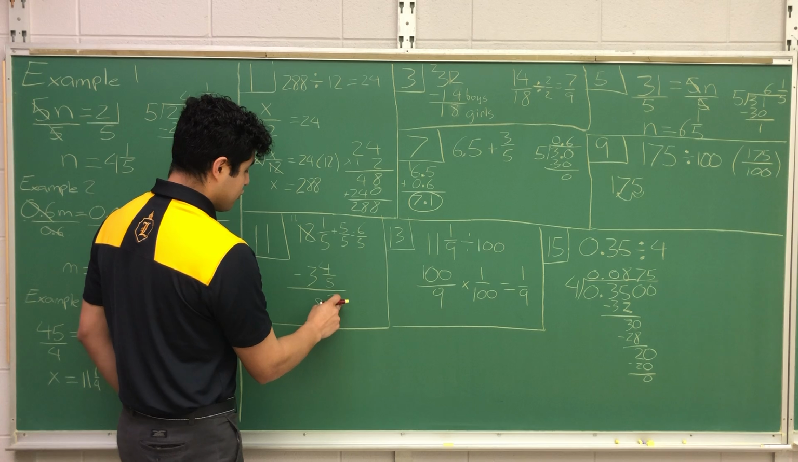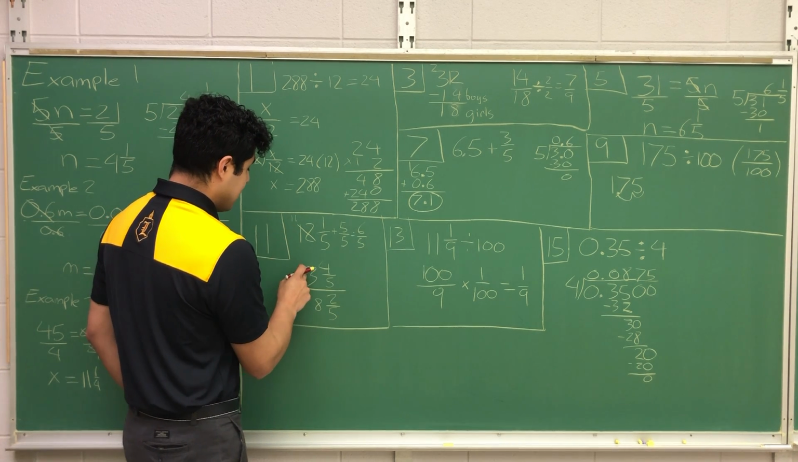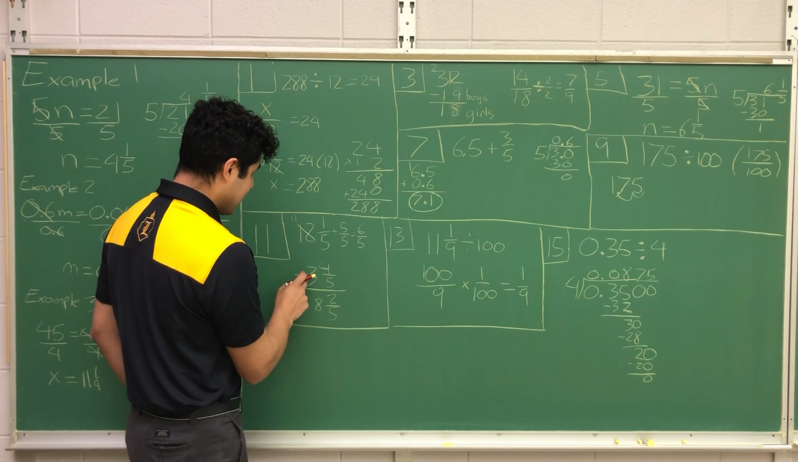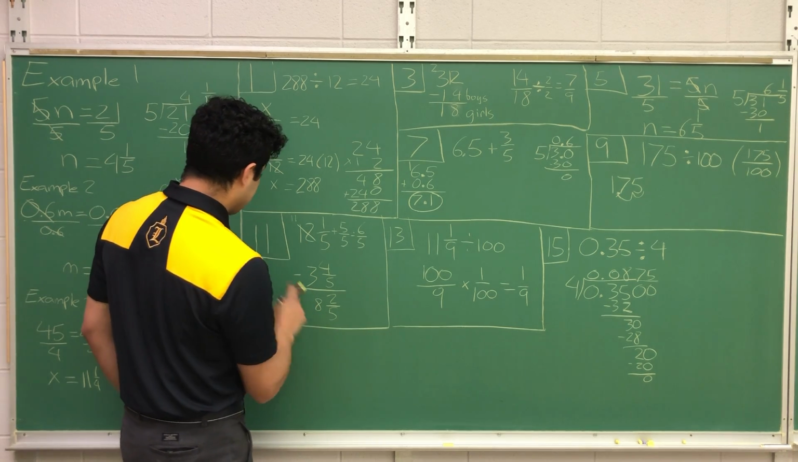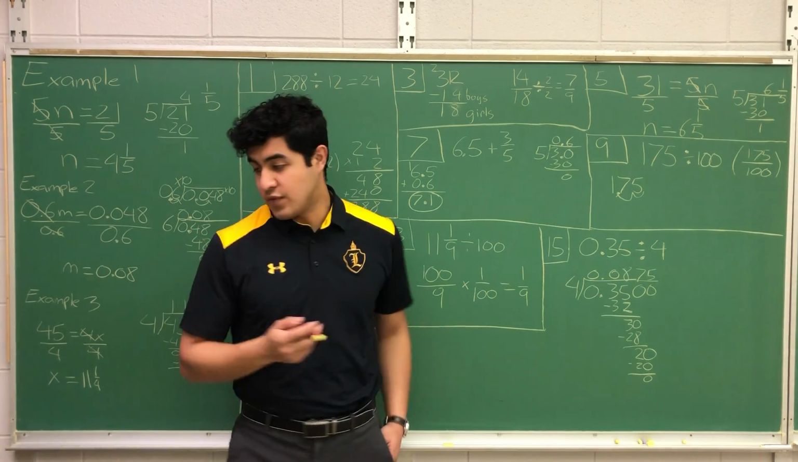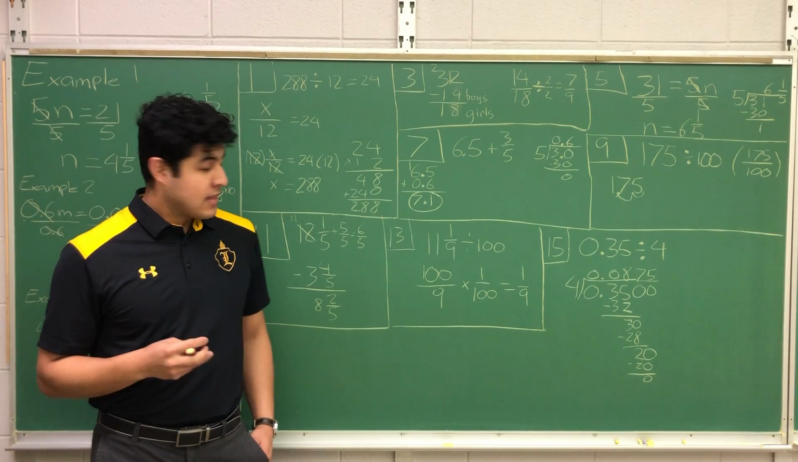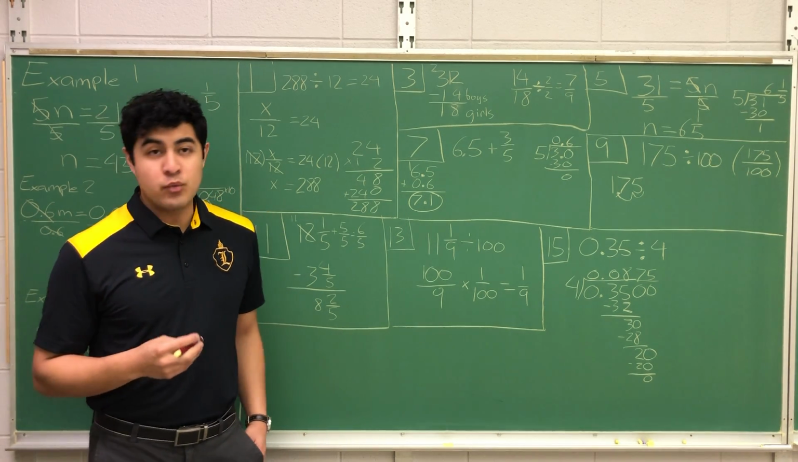Now I can subtract. 6 minus 4 equals 2. The denominator remains the same. 11 minus 3 equals 8. So your final answer for number 11 should be 8 2/5. Next, number 13, we've got 11 1/9 divided by 100.